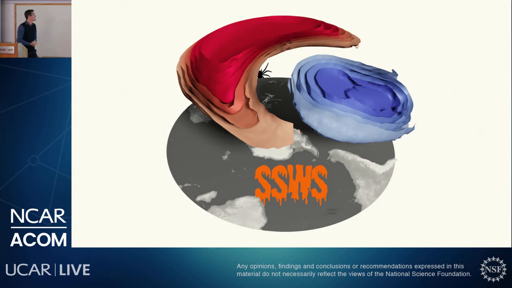Anyway, so sudden stratospheric warmings. This is one that happened in the Southern Hemisphere in 2019. I know there's the 2019 sudden warming in the Northern Hemisphere. That's not the same thing, right? This is September 2019. And I'll start off with a little movie.